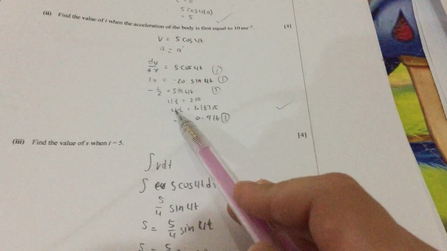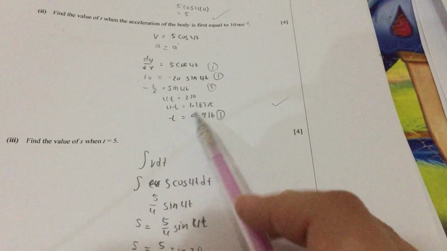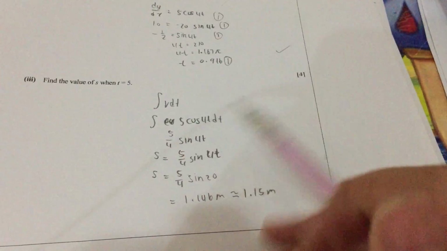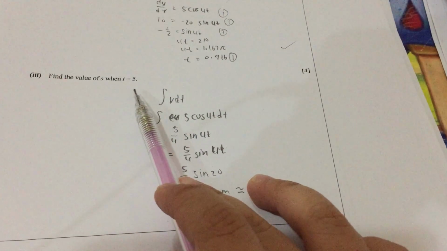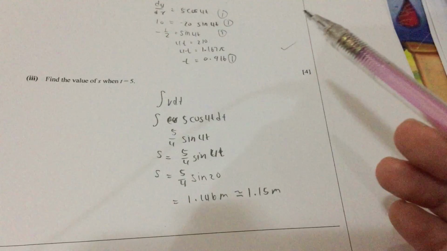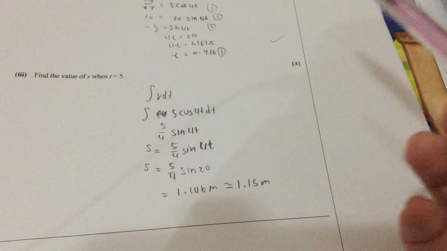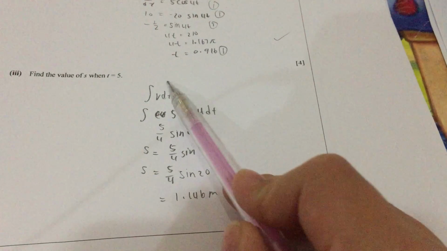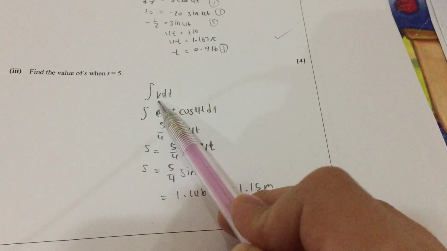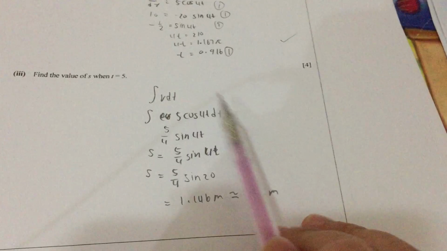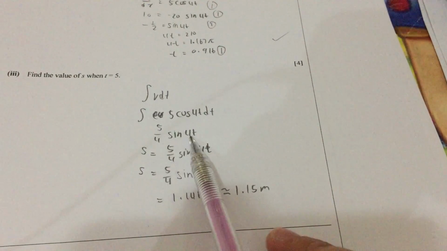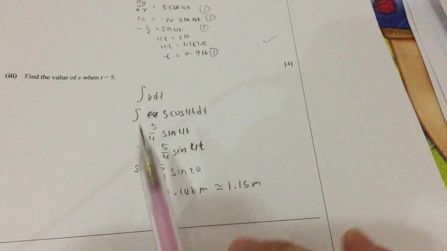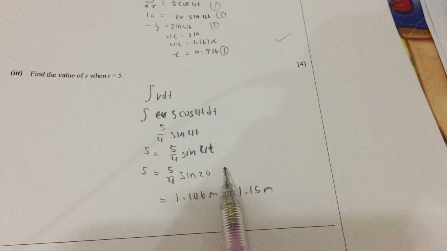So we move the 20 here, and we get negative a half. So we're basically just solving for t. When we solve for this, we get t is equal to 0.916. The third one, we are asked to find the value of s when t is equal to 5. S is the distance, so we need to integrate this. When we integrate velocity, it becomes the distance. So when we integrate this, we get 5 over 4 sine 4t. So the distance is equal to 5 over 4 sine 4t.